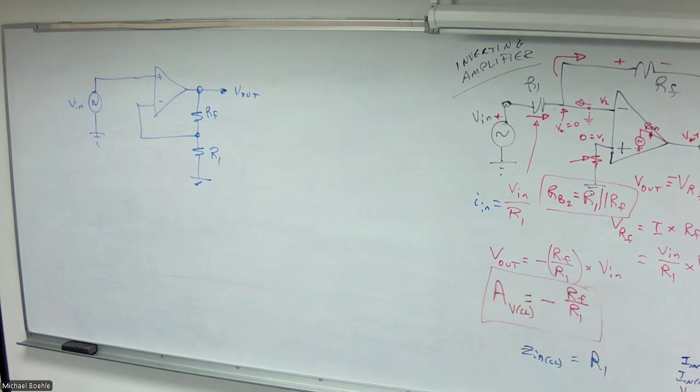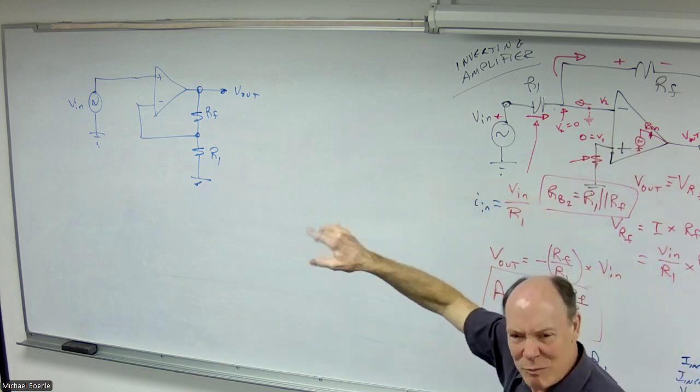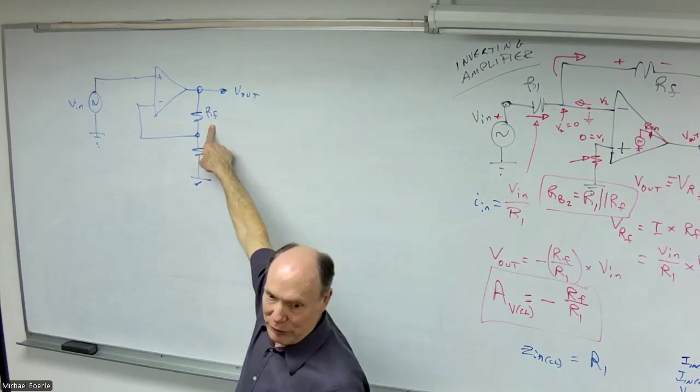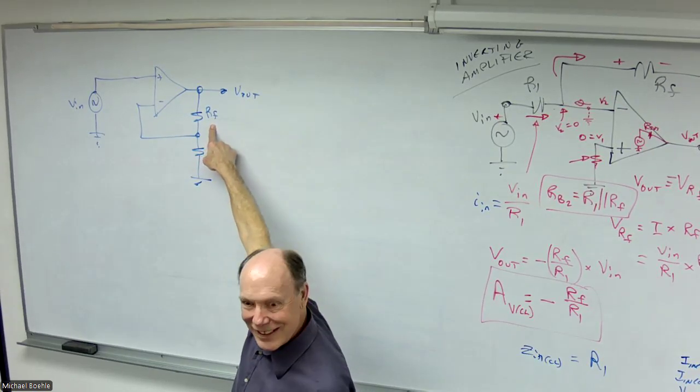I didn't clarify one thing earlier, right? When I talked about feedback path, how do we know we have negative feedback? If a path exists from the output of the op amp to the inverting input, I have negative feedback. Pretty simple. Notice I'm labeling the resistor RF. Just makes life easy. Feedback.